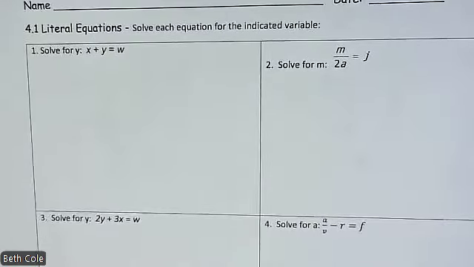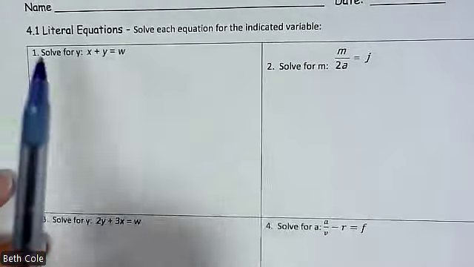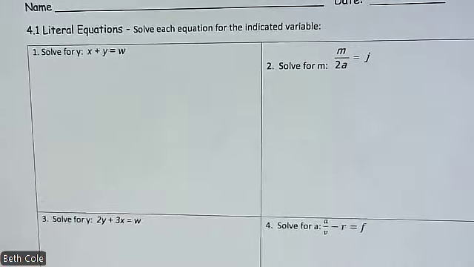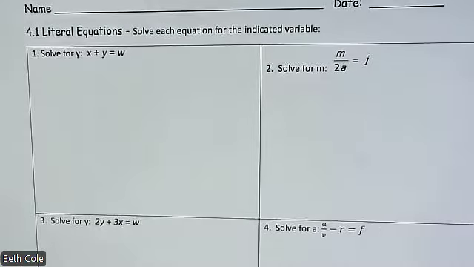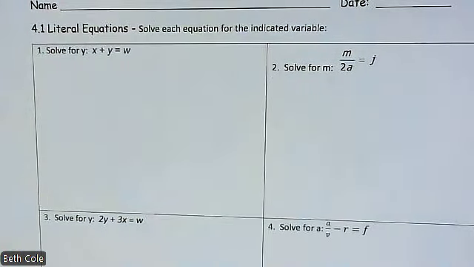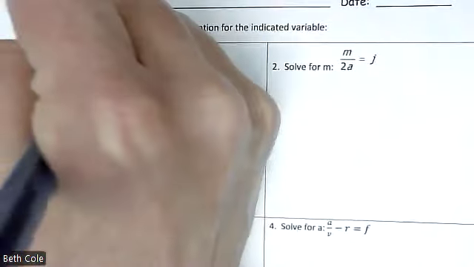Now you have to read which variable you are trying to solve for. So this says solve for y. That means get y by itself. Right now we have x plus y. How would we undo the plus? Well, we want to get y by itself, which means we're going to leave the y where it is. Good. We're going to minus x.